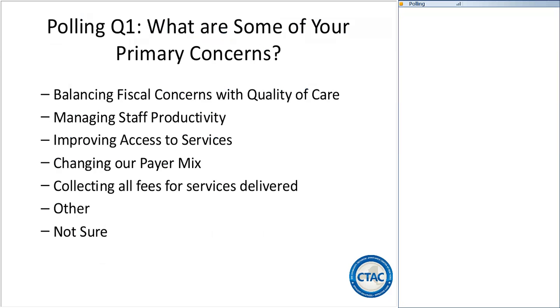So what we're going to do is we're going to jump to 3 polling questions. One of the things that we always like to do is better understand who's out there and what some of their concerns are. So we're going to stand up the first polling question. We're going to give you about 20 seconds to answer it, and then we'll take a look at the result. The first polling question, as you can see, is what are some of your primary concerns? Fiscal and quality, staff productivity, access, payer mix, collecting fees, other, or not sure. So do you want to put those polling questions up for us, please? Go ahead and take a couple seconds, and please give us your answers.